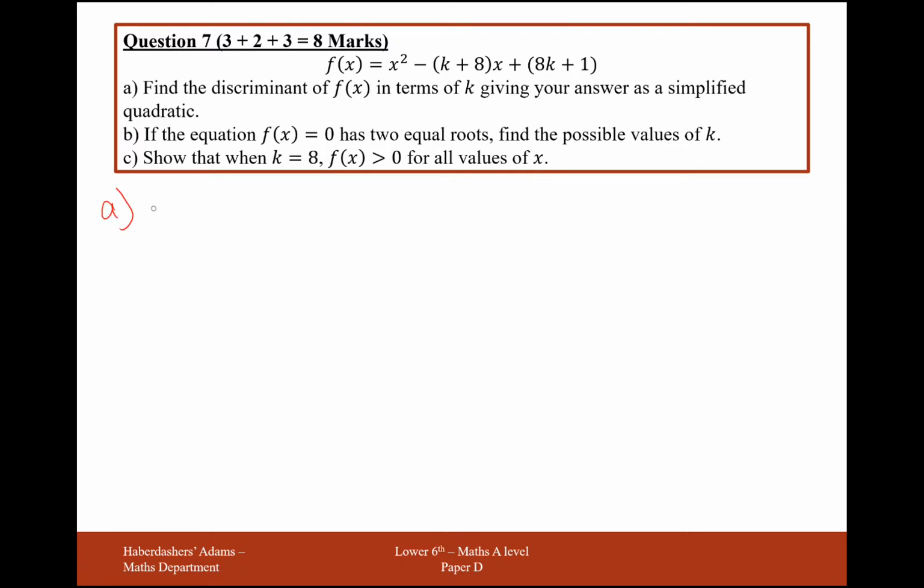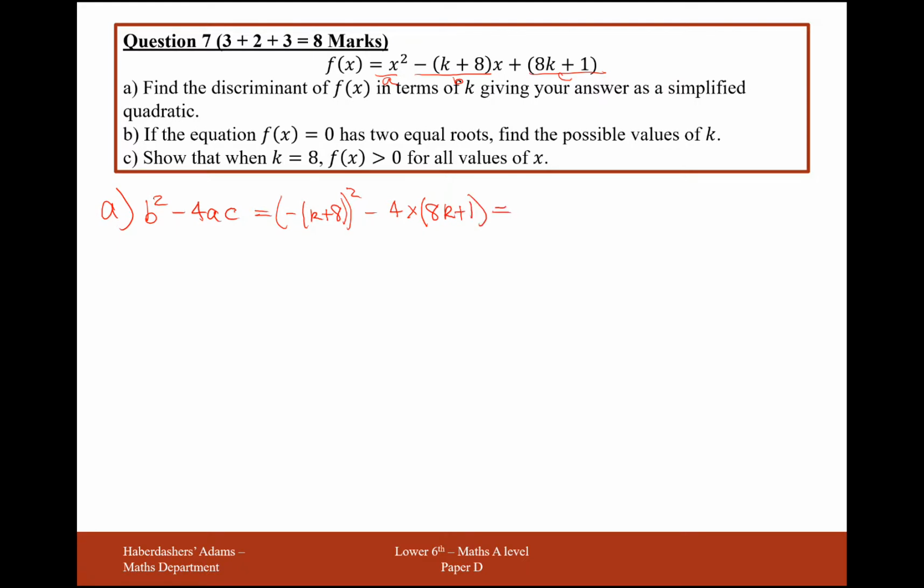Okay, so the discriminant is b squared minus 4ac. In this expression, a is going to be effectively 1, the value at the front of the x squared. B is going to be minus (k plus 8), and c is going to be 8k plus 1. So this is going to be minus (k plus 8) squared, take away 4 times 1 times (8k plus 1).